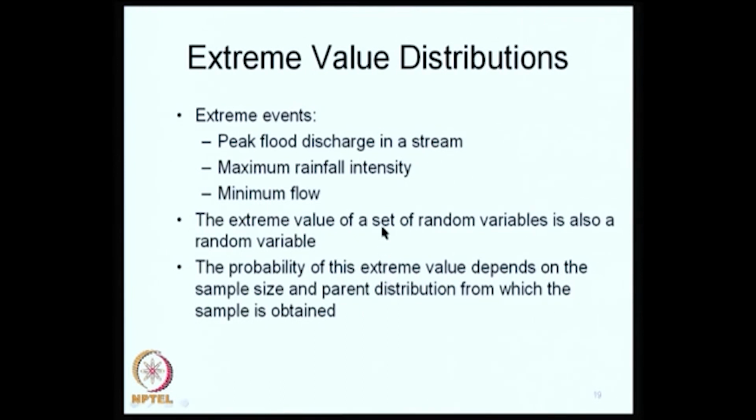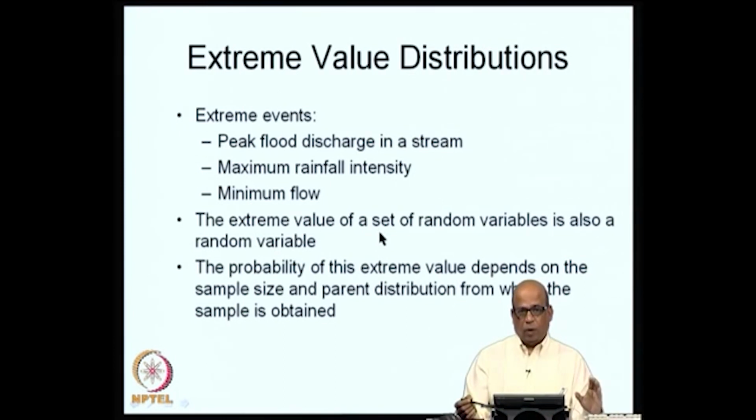So, these two are important now. First of all, the extreme value itself is a random variable, and therefore we need to start talking about the probabilities of extreme values taking on certain specified values. Also, the probability of the extreme value depends on the sample itself: the sample size as well as the parent distribution from which the sample is obtained. For example, the sample may have been obtained from a normal distribution or an exponential distribution and so on. So, the sample size as well as the distribution from which the sample is drawn will both decide the probability of the extreme values.